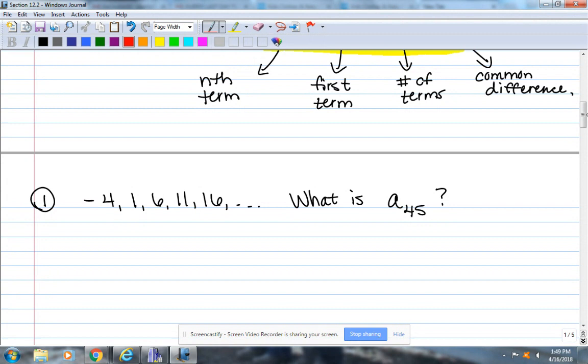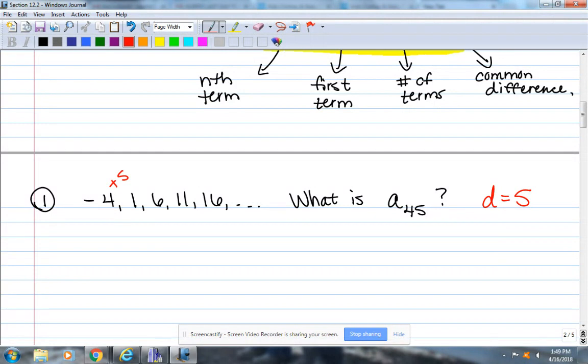Now, what we need to do is find out the common difference. That means what is going up every single time. So what are we doing every single time from one number to the next? We're adding 5. Do y'all agree? So my common difference is D equals 5. Now, to get the 45th term, I could keep adding 5 till I have 45 terms, right? I'm not doing that. That's too much work.